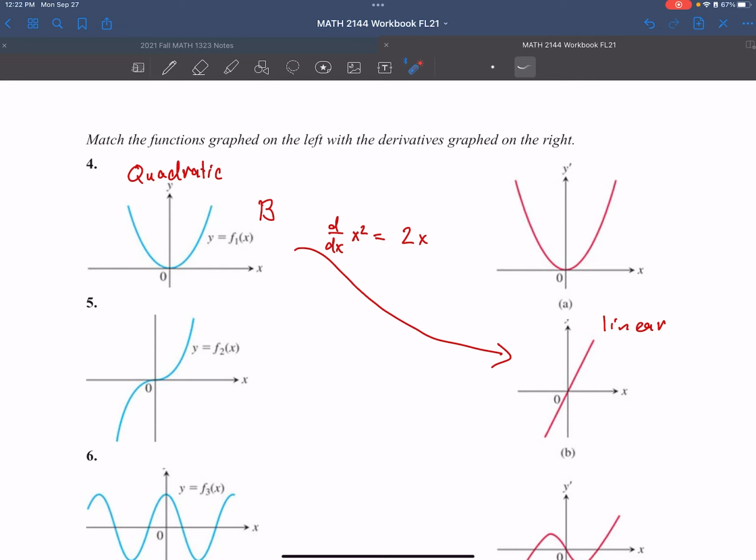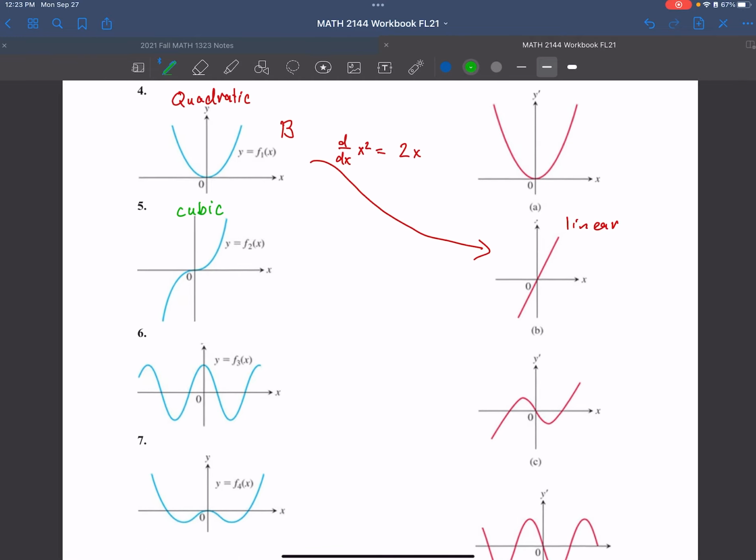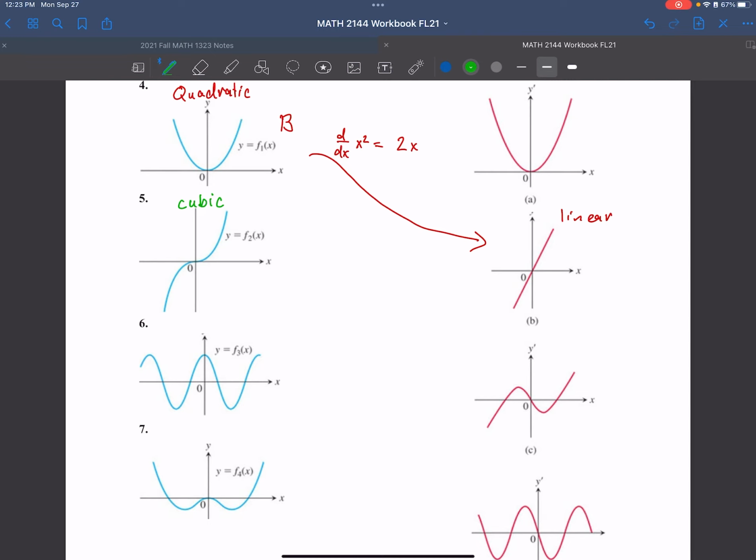Okay, let's look at number 3. In number 3, we have what type of function? Cubic. And then what is the associated derivative? What do you all say? 1, 2, 3? That is correct. The derivative of a cubic ends us with a quadratic, and that is consistent with the power rule that we learned about last time.